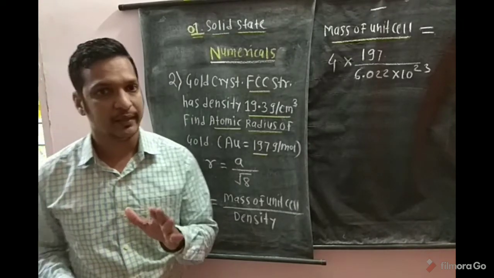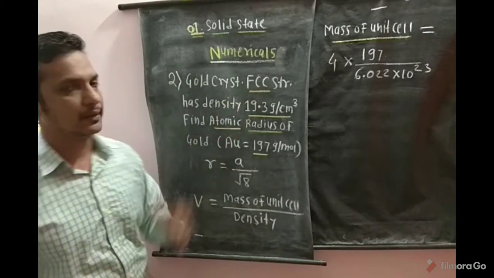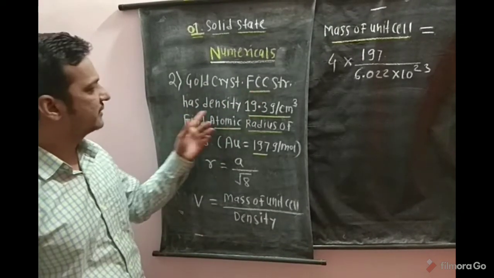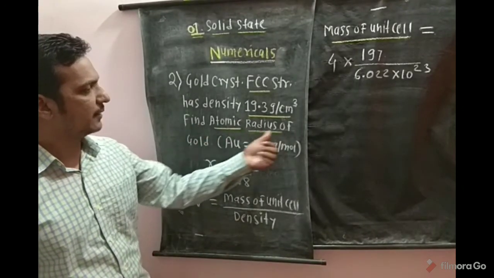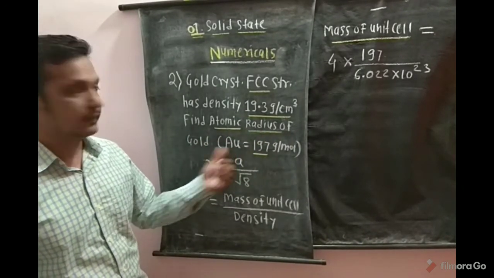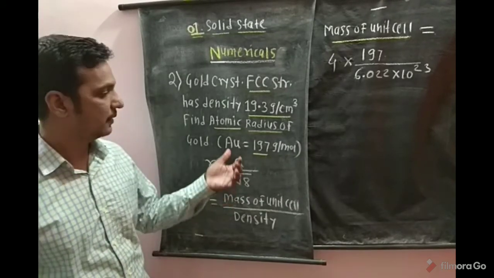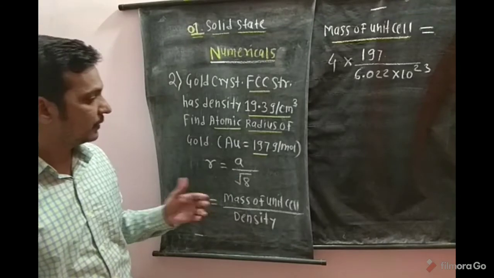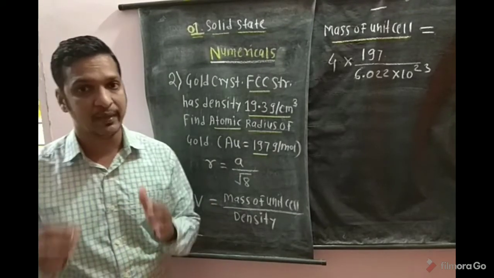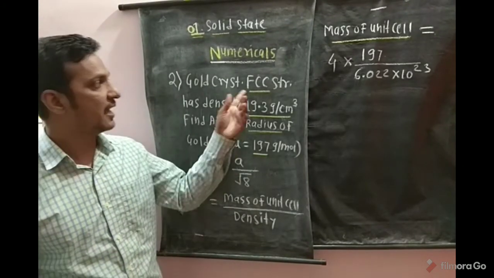My next numerical is: gold crystallizes in an FCC structure and has density 19.3 gram per cm cube. Find the atomic radius of gold. The atomic mass of gold, A, is equal to 197 gram per mole. Now here we are going to calculate the atomic radius regarding the FCC.